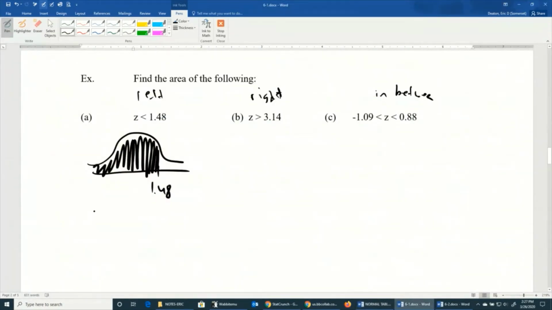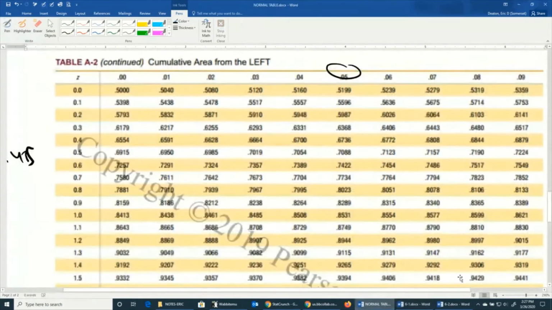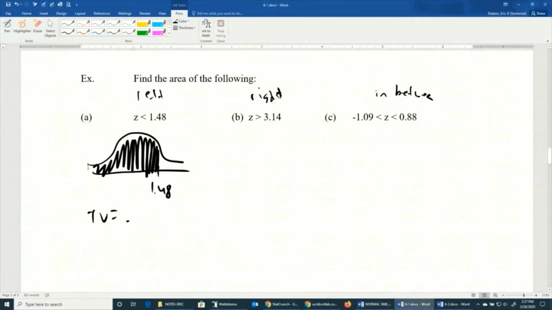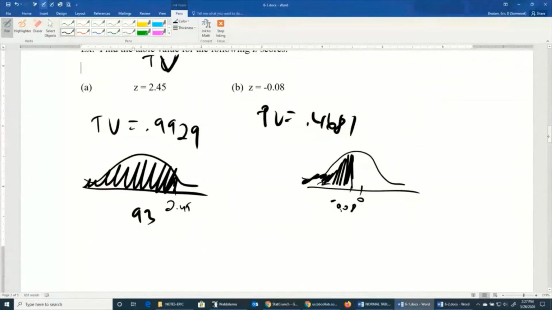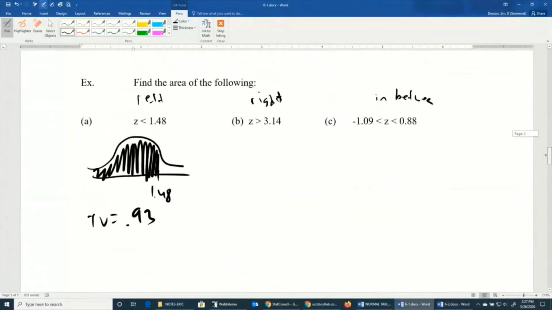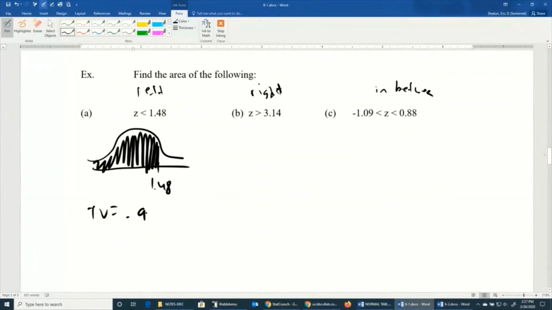I'm always putting table values first. And I already forgot what it was. 0.9306. Thank you for reminding me. Oops, now I'm Britney Spears. 0.9306. Now you have to ask yourself, is that the answer? Yes, because table values give you the area to the left, and the z-score is the less than, which is left. So that does equal the area that we're looking for.